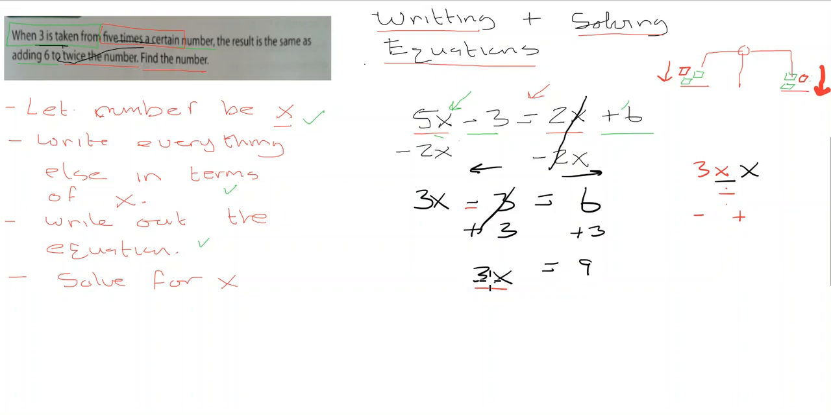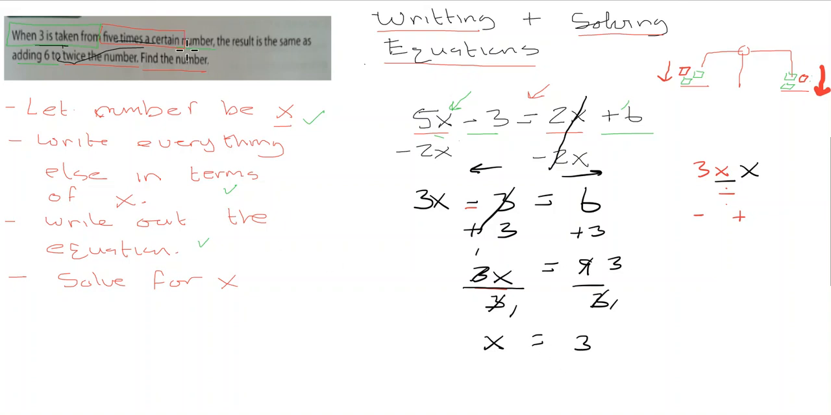So we have 3 multiplied by x here. What we want to do is turn this 3 into a 1. In order to do that, we have to divide by 3. If we divide this side by 3, we have to divide this side by 3 to keep everything balanced. So 3 will go into that once, and 3 will go into the other once. So this will be just x is equal to 9 divided by 3. 3 will go into 9 three times. So x is equal to 3.